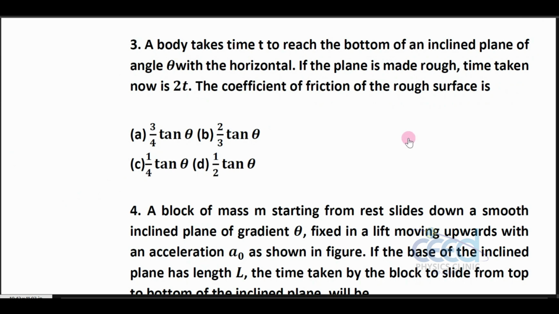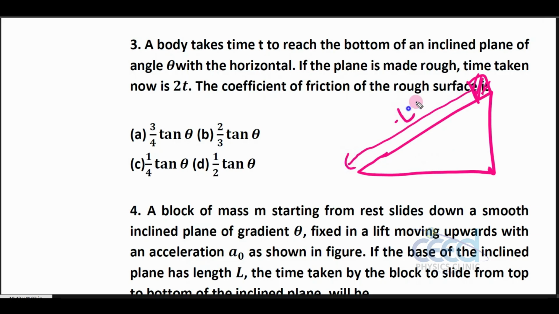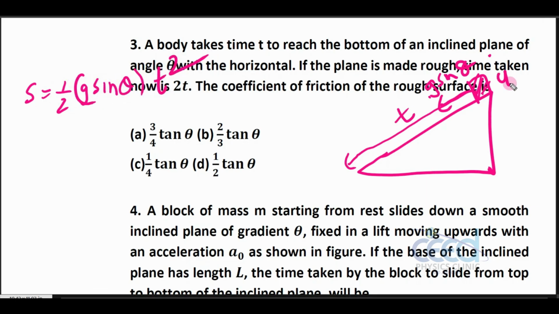See, you have one inclined plane, right? Suppose a body starts from here. If this is a smooth surface, then the time taken is t. What acceleration does this body have? We already saw that the downward acceleration is g sin theta. Then what is the displacement? Half g sin theta into t square, because it starts from rest.